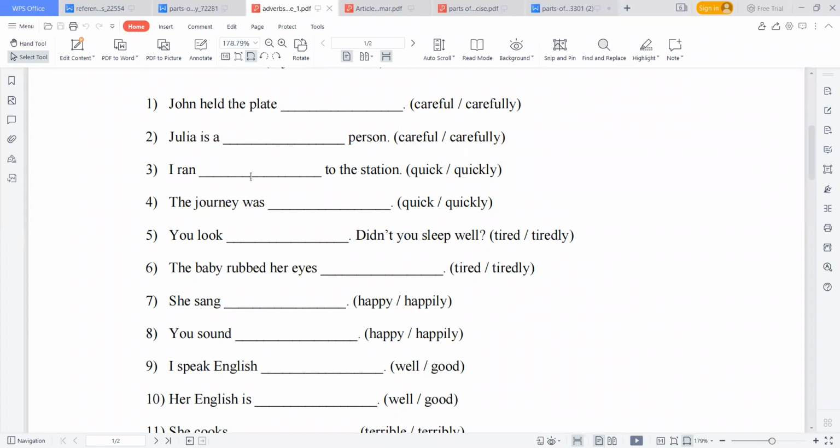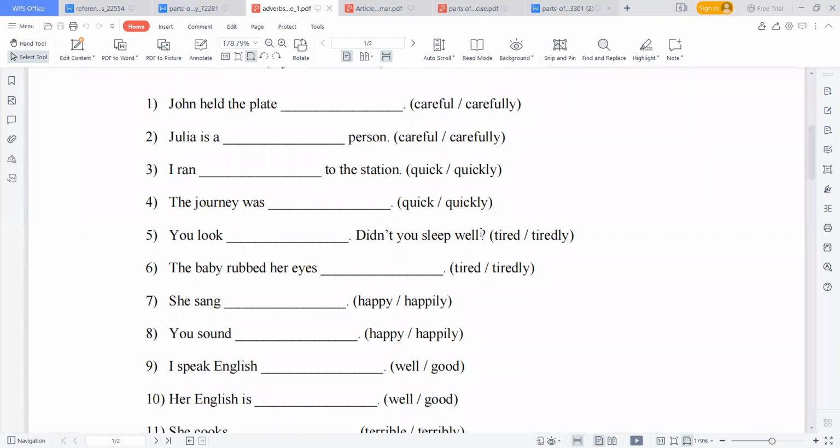Next, I ran dash to the station. So we are looking for the word describing ran or I. Adverb. Quickly. How I ran to the station. Adverb, quickly. The journey was dash. Quick. Very good. Journey is a noun, so we want an adjective.